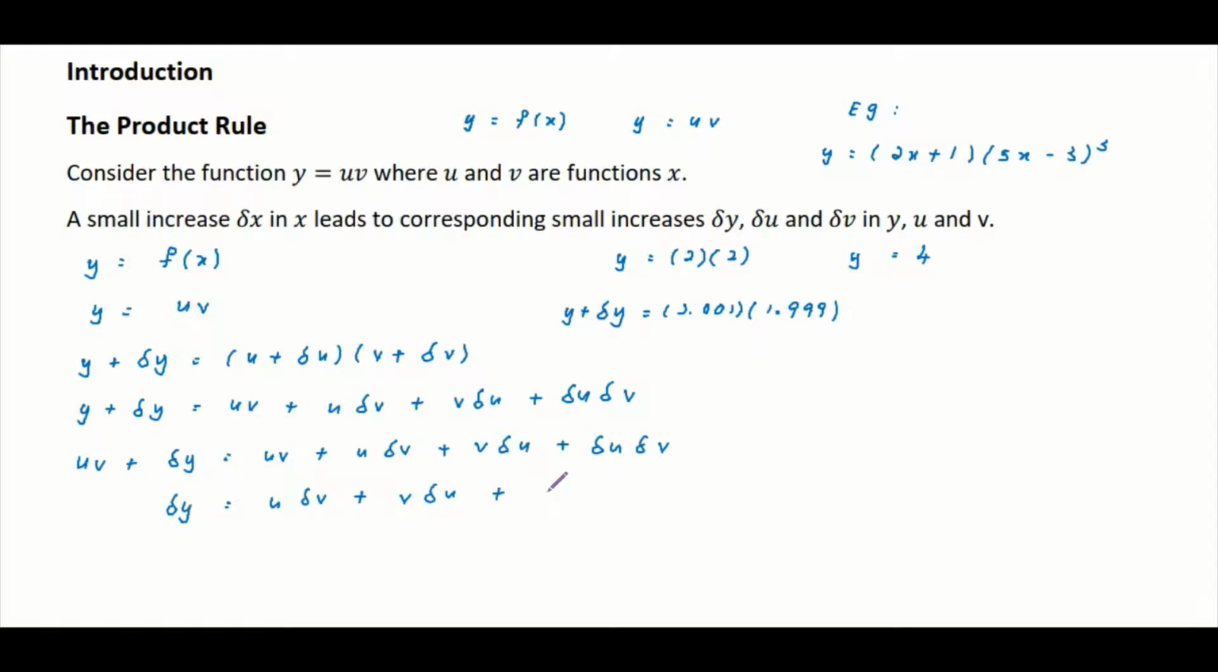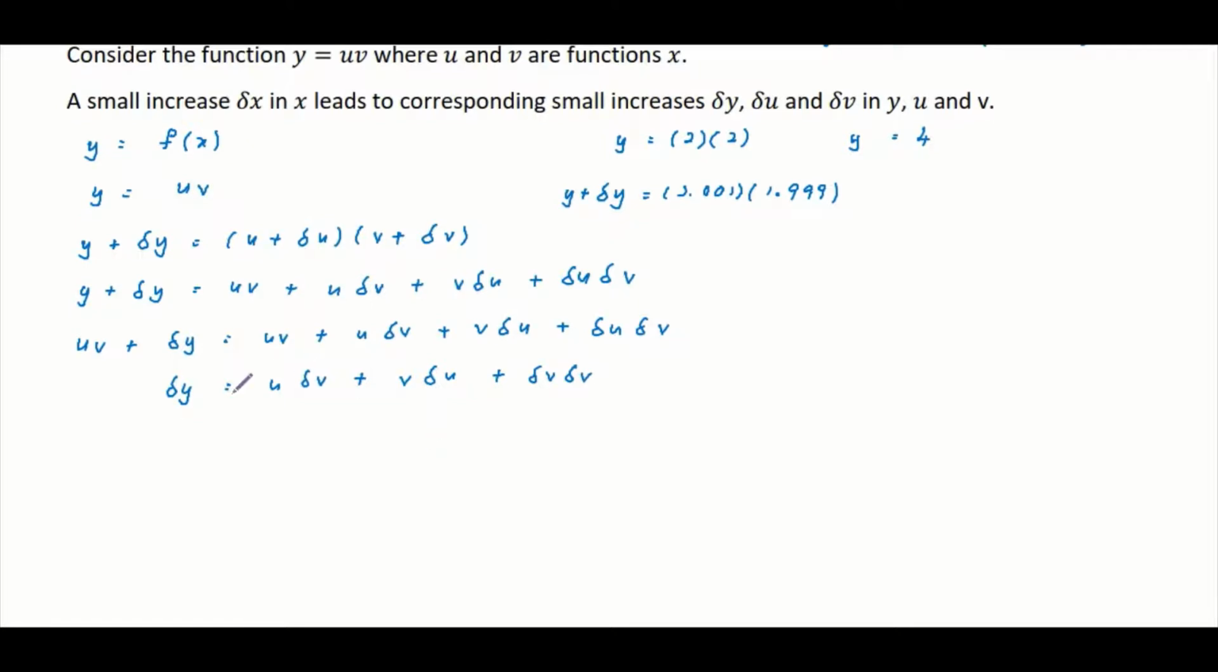So now we are trying to use the first principle to solve it. We will divide the whole equation here by small change in x. So small change in y over small change in x equals u small change in v over small change of x plus v small change of u over small change of x as well. So same thing.